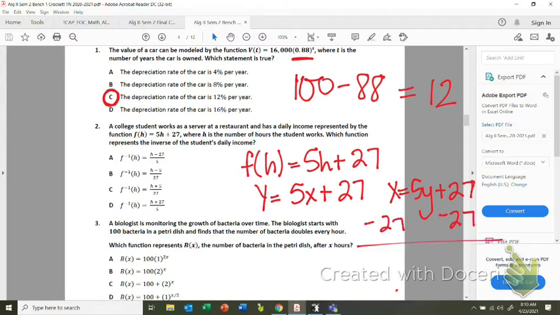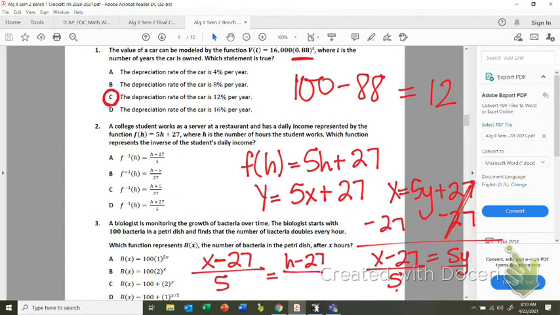Subtract 27. What's x minus 27? That's x minus 27. Equals 5y. To get rid of the 5, we do what? Divide both sides by 5. So we've got x minus 27 divided by 5. But since they're using h, it's h minus 27 divided by 5. So my answer is A.